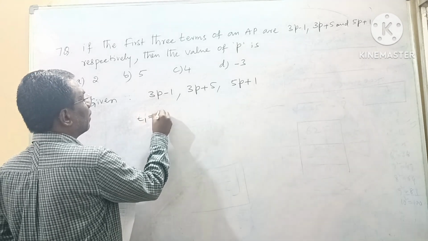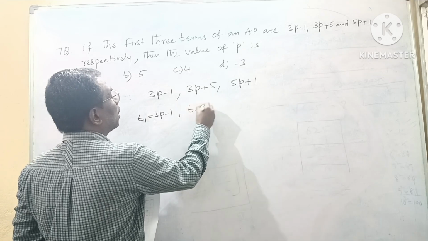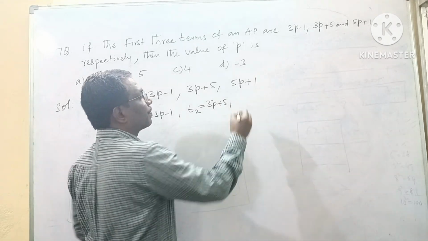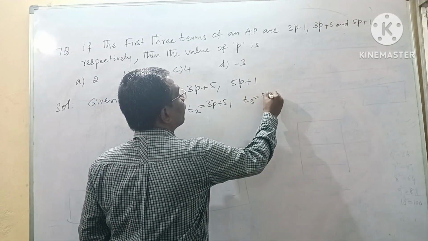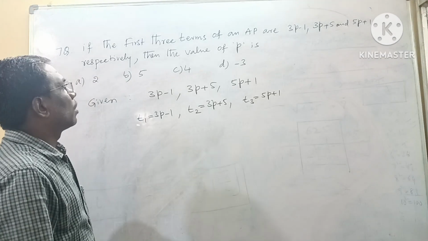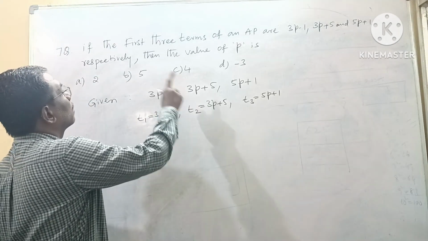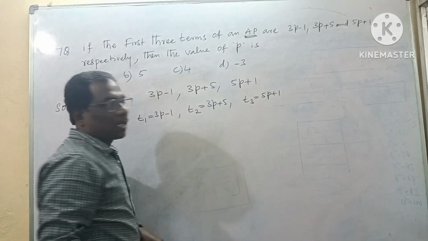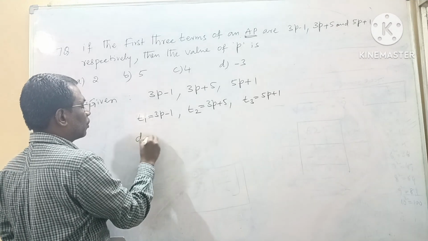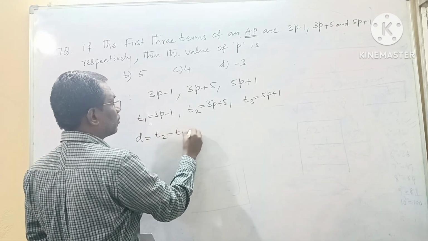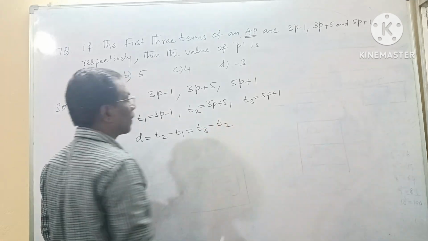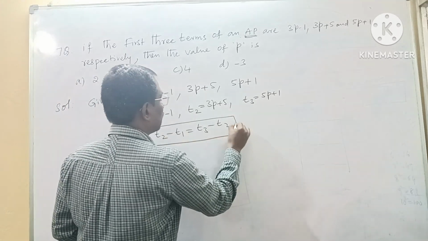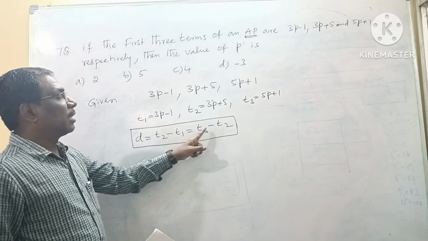T1 is equal to 3p minus 1. T2, the second term, is equal to 3p plus 5. And the third term T3 is equal to 5p plus 1. So already these three terms are the AP terms. So we can write D is equal to T2 minus T1 is equal to T3 minus T2. What is the common difference formula? T2 minus T1 is equal to T3 minus T2.